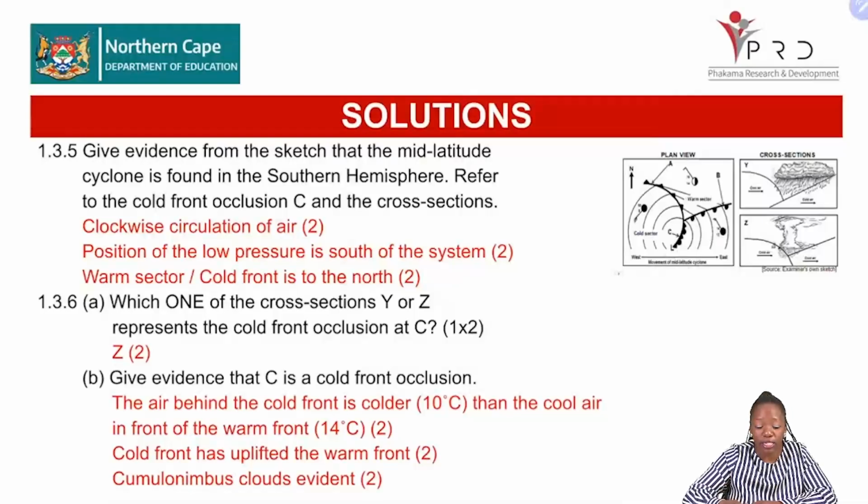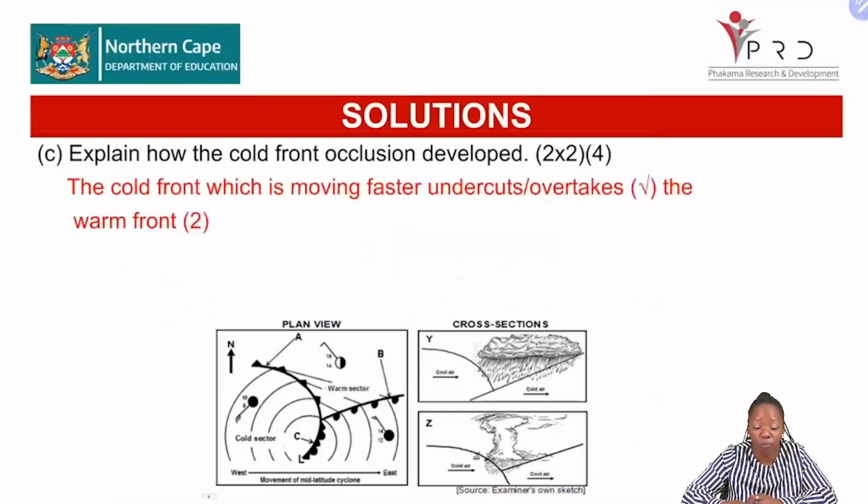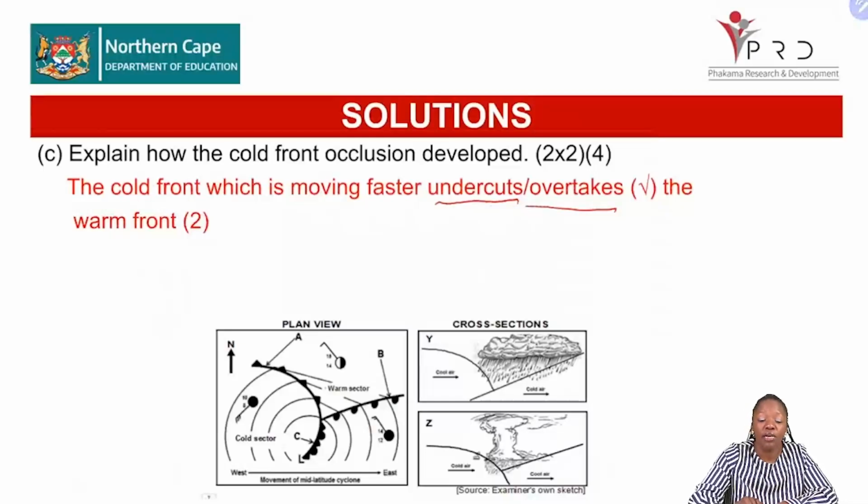Then we're looking at our next question, which is 1.3.6c. Explain how the cold front occlusion developed. Number one, the cold front, which is moving faster, already you know that the cold front is faster than the warm front. So what happens is, moving faster, it then undercuts or overtakes the warm front. You can see that in this question, there was a part marking. So by writing that the cold front, which is moving faster, undercuts or overtakes the warm front, that is one mark, then you have the full mark.